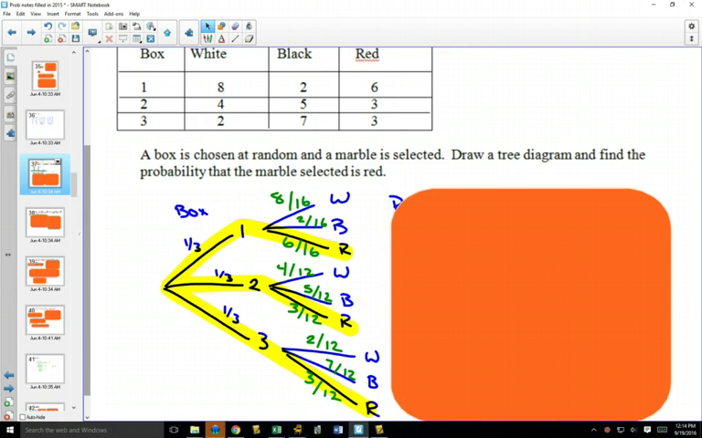And we can put the probabilities on each of those branches, because there's a 1/3 chance in each of them. Then in box 1, you could get a white, a blue, or a red marble. Same thing in box 2, same thing in box 3. The probabilities are different depending on which box you're looking at. So in box 1, there's an 8 out of 16 chance for white, 2 out of 16 for blue, and 6 out of 16 for red.